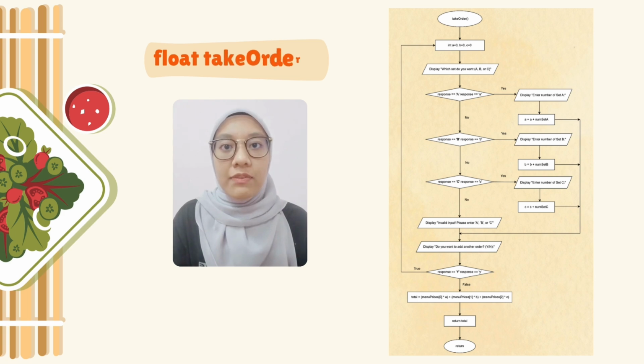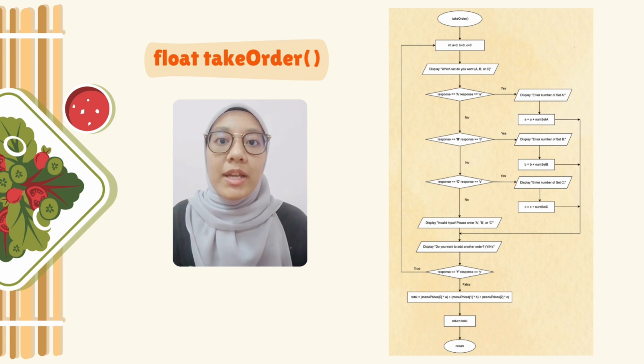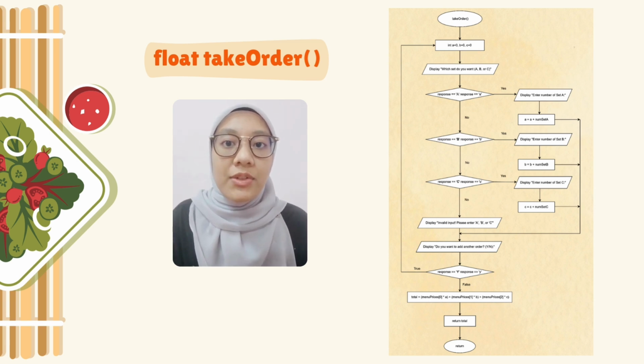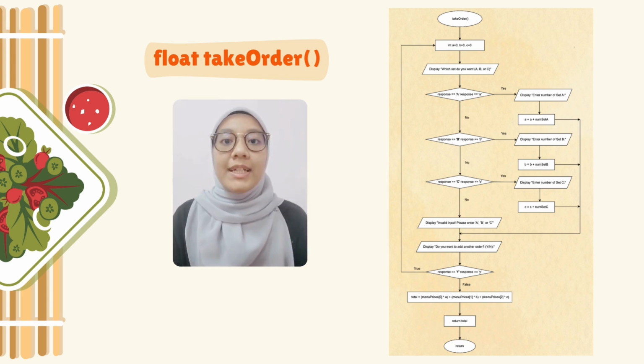For the block take order, the function take order simulates an ordering process where the user can choose different sets A, B, or C and specify how many of each set they want. Initially, 3 variables A, B, and C are set to 0 to track the number of orders for set A, set B, and set C respectively. The function uses a response variable to capture the user's input for selecting the sets and deciding whether to continue placing additional orders. The while loop allows the user to repeatedly make orders until they decide to stop.